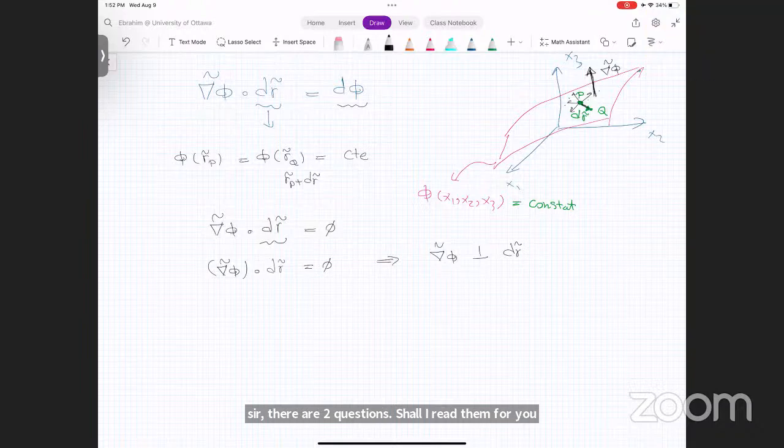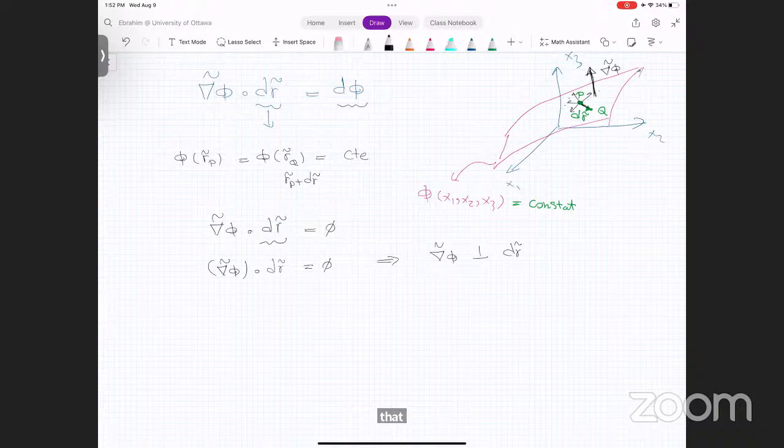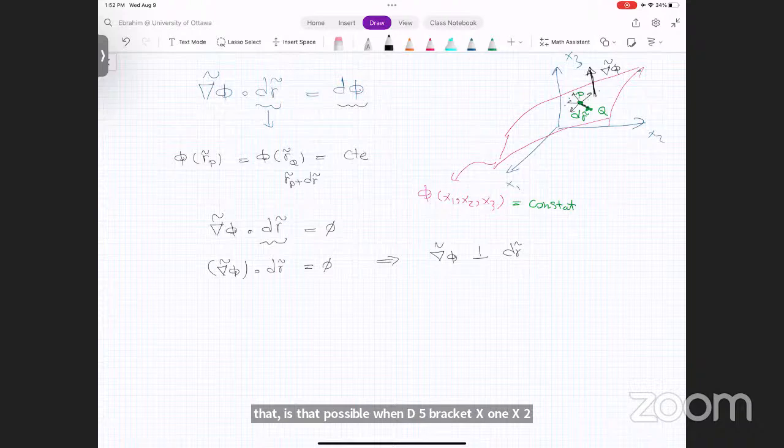The first one says: is it possible that when d phi of (x1, x2, x3) over d x prime i, only one of the x couldn't be derived with respect to x prime i? For example, d phi of (x2) can be derived with respect to x prime i. Is that possible to happen?